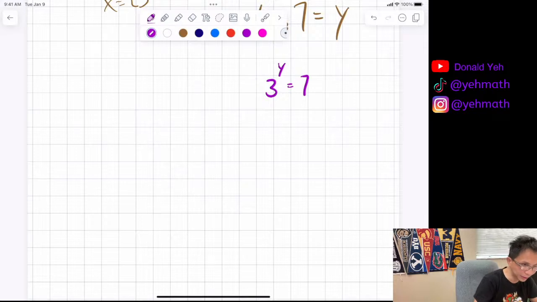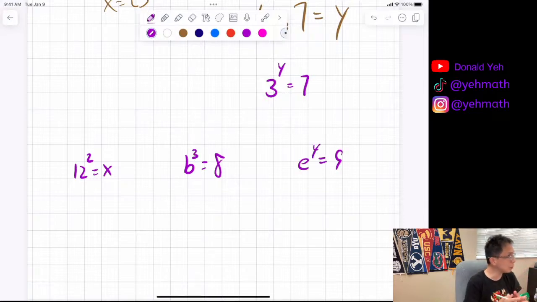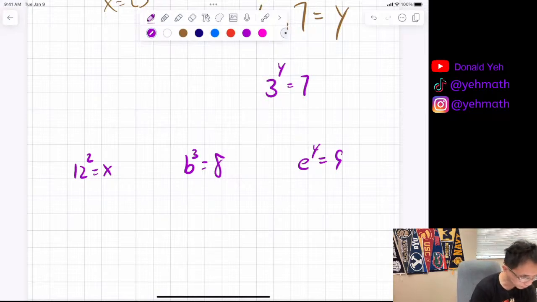Okay, so let's go to the other side. Let's convert 12 to the 2 is equal to x. Let's convert to the logarithm form: b to the q is equal to 8, and e to the y is equal to 9. So I want you to change to the logarithm form. I don't want you to evaluate it. I just want you to change to log form. And this should only take about 30 seconds to do.